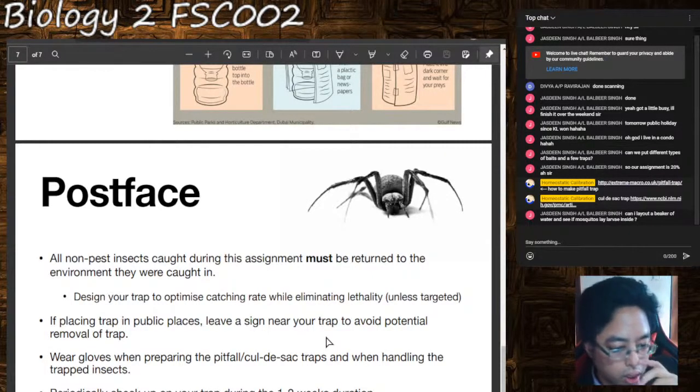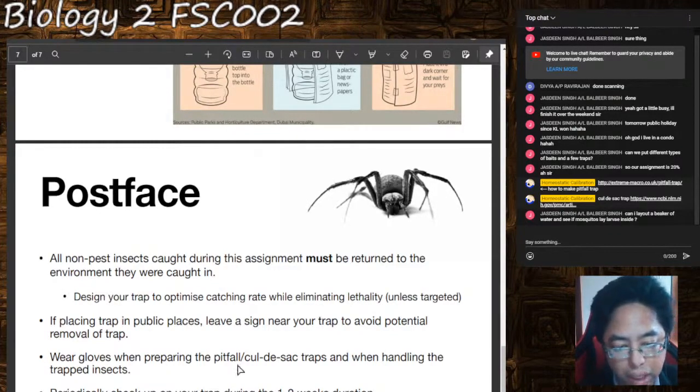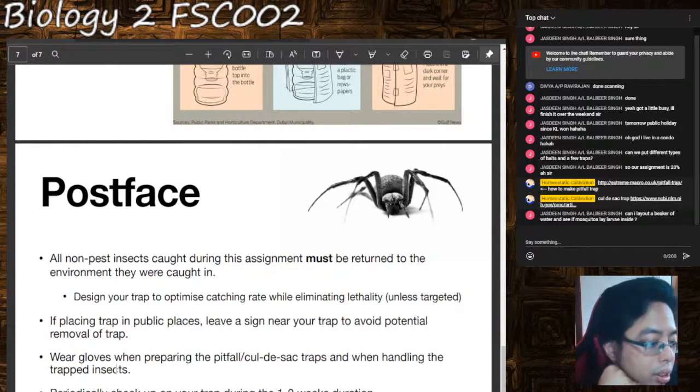Okay. So yeah, other than that, if you want to make a pitfall trap, you must wear gloves. Because some of the insects that might be trapped can bite, like centipedes, like scorpions, like ants. So you don't really want to mess with them. Okay. And during the 1 or 2 weeks duration, you must check up on your trap. Okay. So yeah, the thing is, if you select a place where it's all cement, all concrete, there will be no insects going into it.